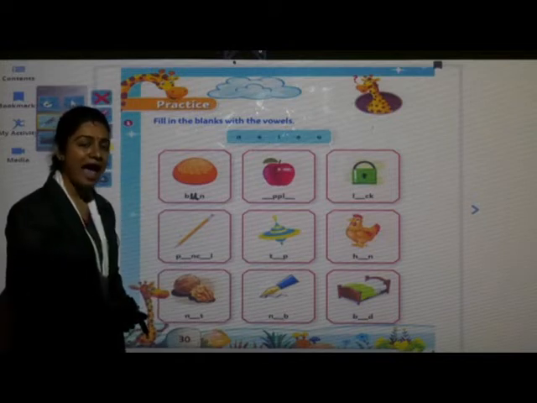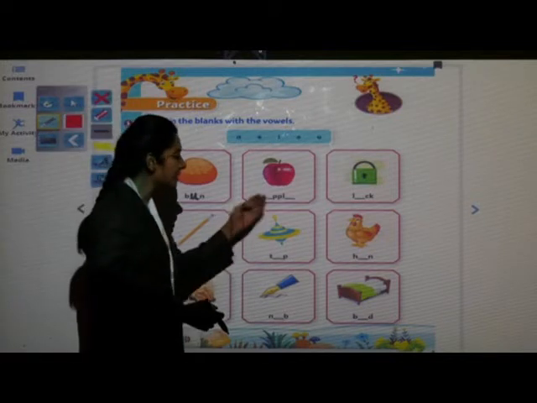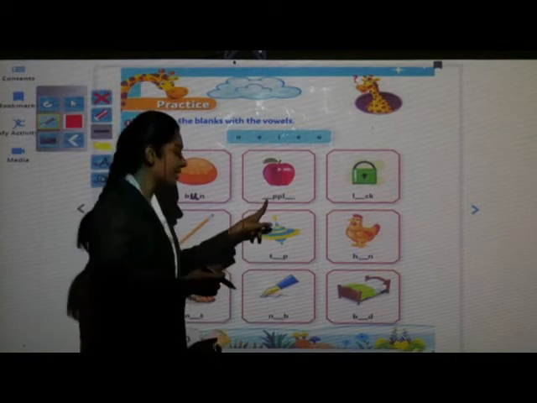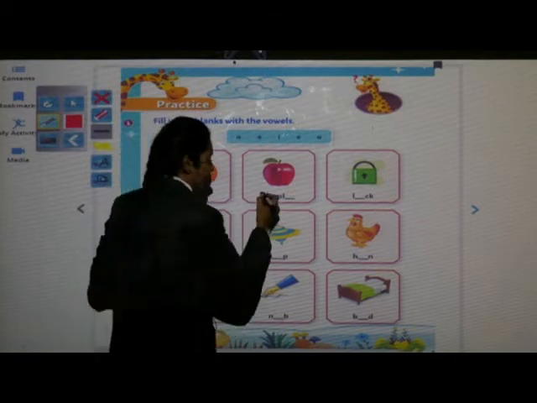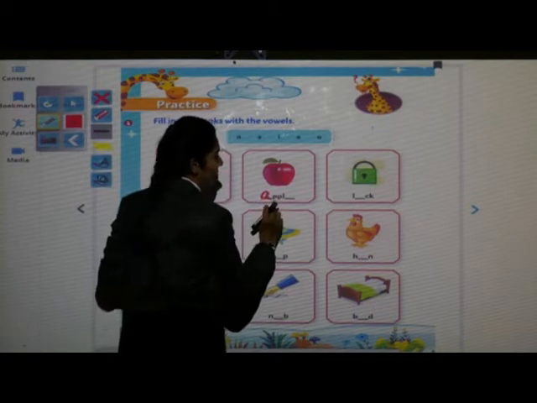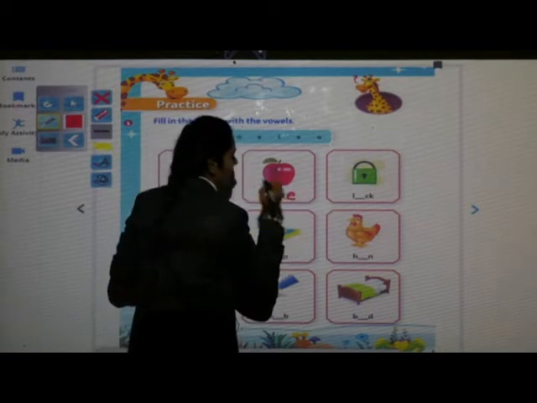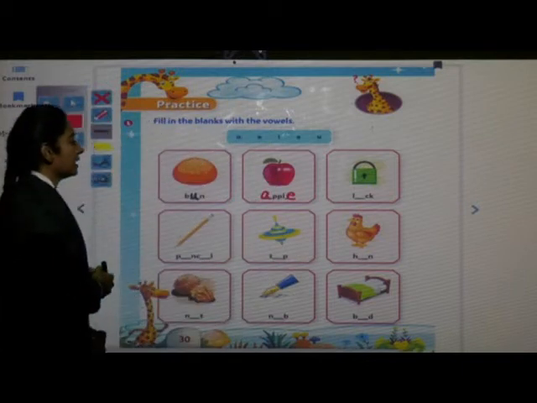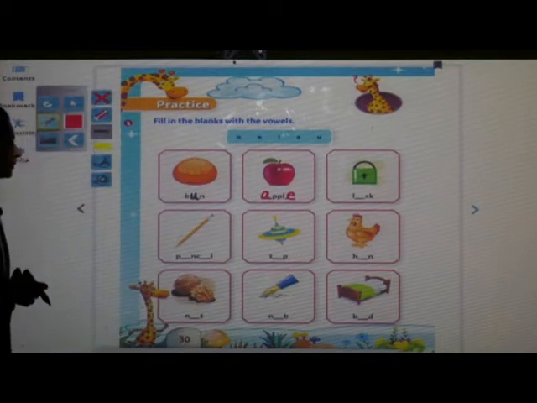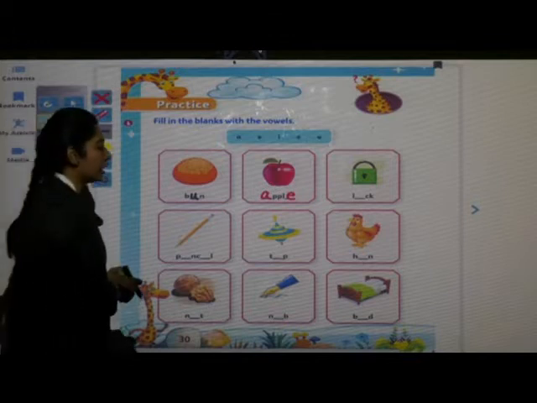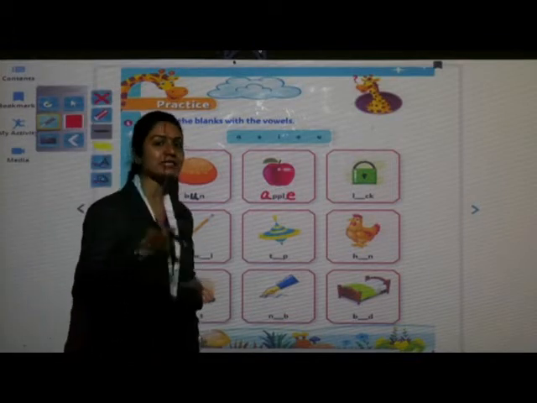Now tell me which picture is this? A is for apple. Very good. So what will be the spelling of apple? First, which letter will come here? A. Very nice. A-double-P-L-E. Very good. A-double-P-L-E. Apple. While writing, say and write.